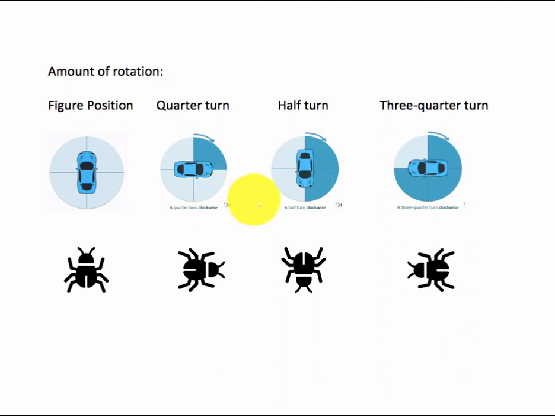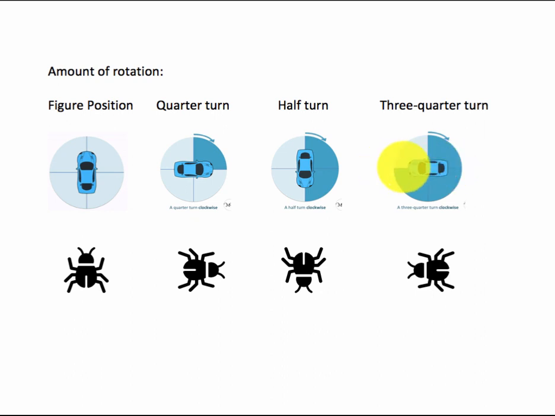And then the last type of amount of rotation that you typically would see is a 3/4 turn. So we start with the figure pointing up at 12, and then the image, it says here, is pointing now to the left, pointing at 9 o'clock. And the arrow tells you that it's going this way, it's going clockwise. So that means it's gone 1/4, half, 3/4 of the way all the way around the circle. So that would be a 3/4 turn clockwise.